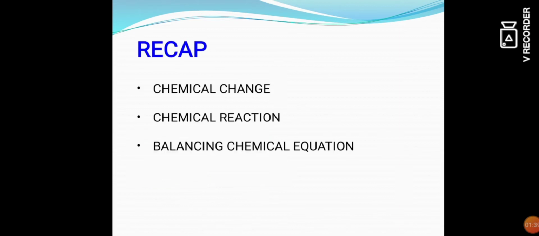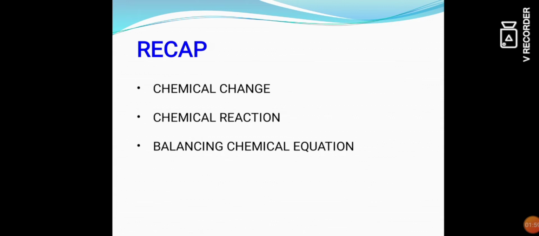The first topic which we have discussed is chemical change. Chemical change means a new product is formed. The specialty is that we can't reverse the new product into the previous one. After that, we discussed chemical reaction, the basic points about the chemical reaction.